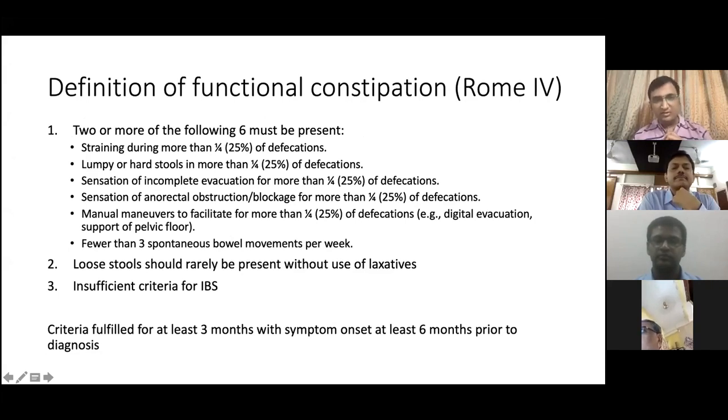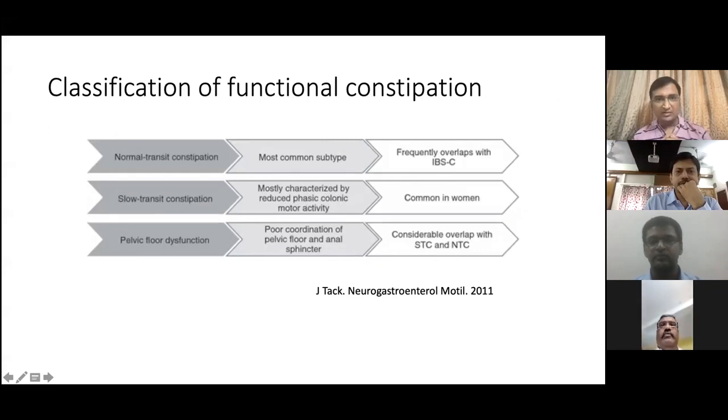Now, loose stool should rarely be present without the use of laxatives, and they should not fulfill the criteria for IBS. These criteria should be fulfilled for at least 3 months with symptom onset at least 6 months prior to the diagnosis. Functional constipation is again divided into 3 types. Normal transit, wherein all the physiological tests are normal, except maybe the barostat, which may be abnormal. Slow transit constipation, wherein there is decreased phasic colonic motor activity, and dyssynergic defecation, wherein there is poor coordination between pelvic floor and anal sphincter function. There can be considerable overlap between these, but again, these are broad categories.